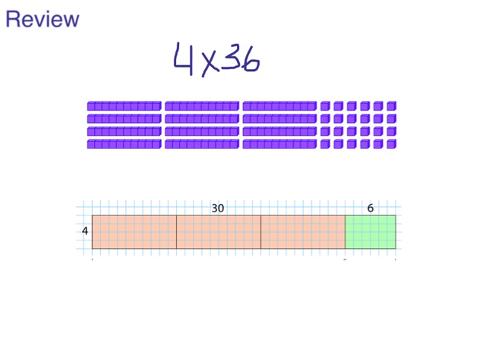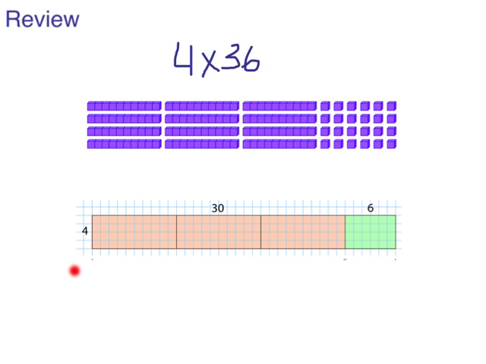So here are 2 strategies that we learned for multiplying a number such as 4 times 36. We can use base 10 blocks like in this first strategy, and then simply add up all the blocks that we have together. So we counted by tens to make 120 here, plus 24 more made 144 altogether.